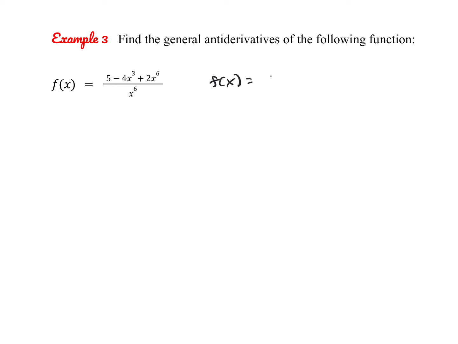So this becomes 5x to the negative 6, so 5 over x to the 6. This will end up being negative 4x to the negative third because we have 4 over x cubed when you simplify. Here, your x to the 6 cancel out altogether, so we're just left with 2. So now, instead of finding the antiderivative of a quotient, I can just find the antiderivative of each of the individual terms. So let's start with that first term here.